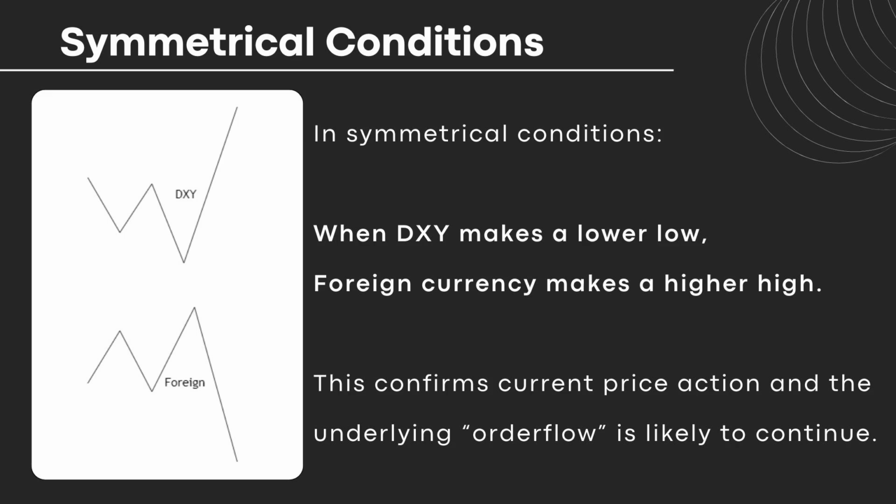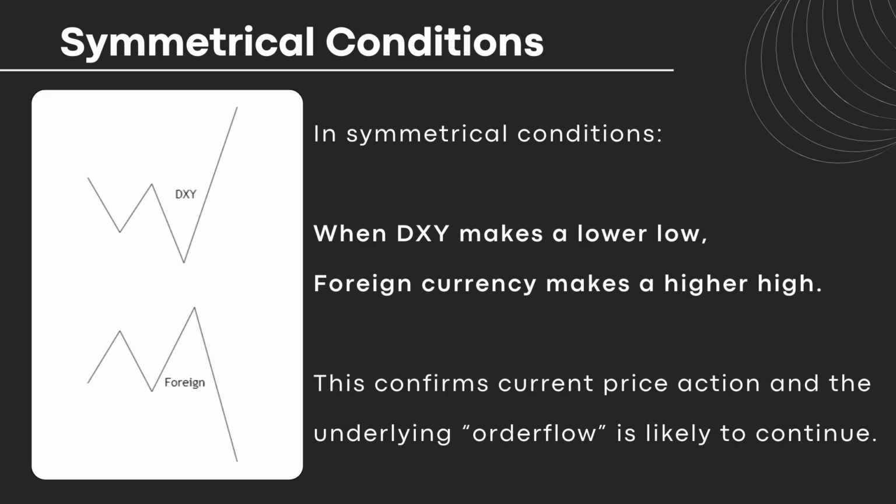We know that when DXY makes a low, Euro USD makes a high. This suggests that the market is in a symmetry because the structure is the same. Now, if you're going to ask me that it's inverted, that's because DXY moves opposite to foreign currency, right? So don't confuse inversion with symmetry. Both are different. Two markets can be inverted of each other, but they can still be in symmetry because they follow the same structure, right?